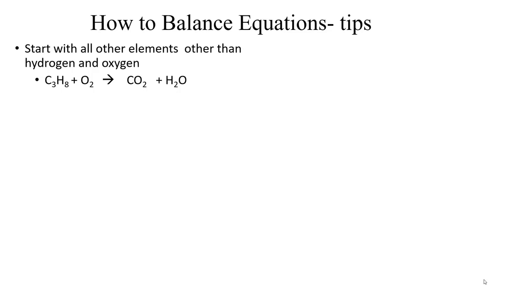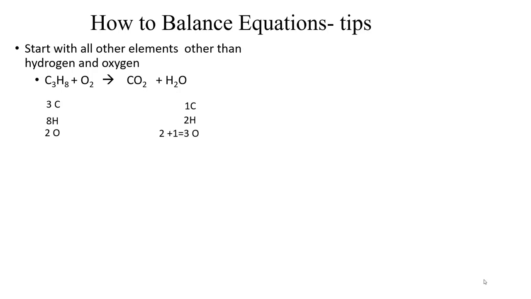So we have the combustion of propane, which is a reaction of C3H8 plus oxygen. And this produces carbon dioxide and water. Right now, this equation is not balanced. We have 3 carbons on the reactant side and only 1 carbon on the product side. The hydrogens are not balanced either. We have 8 hydrogens on the reactant side and 2 hydrogens on the product side. And the oxygens are not balanced either. We have 2 oxygens on the reactant side and 3 oxygens on the product side.